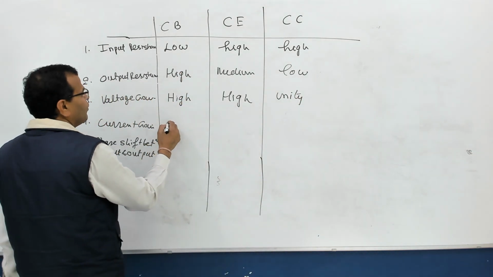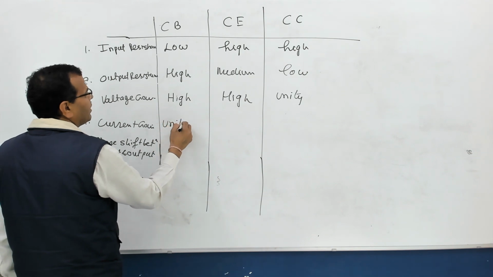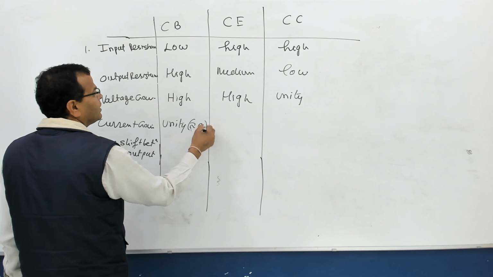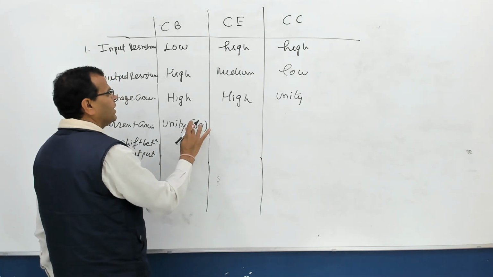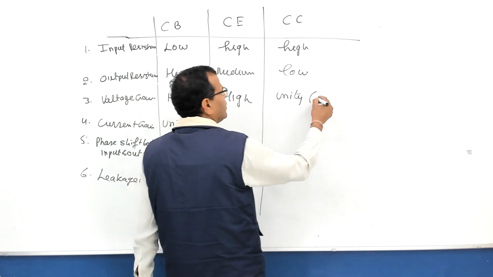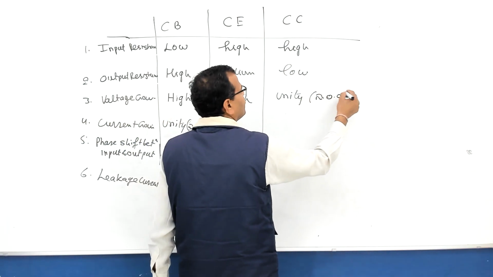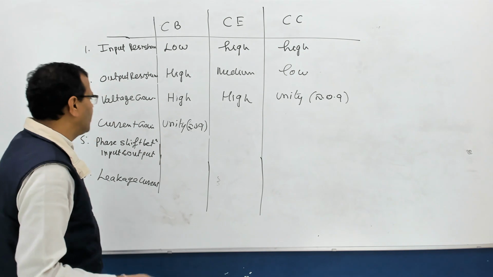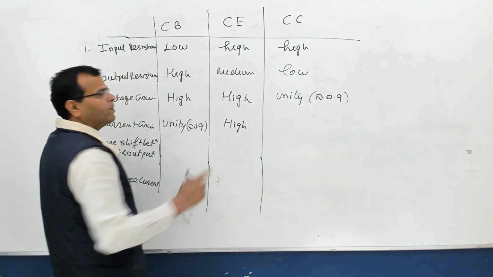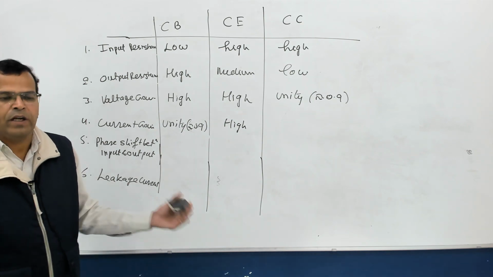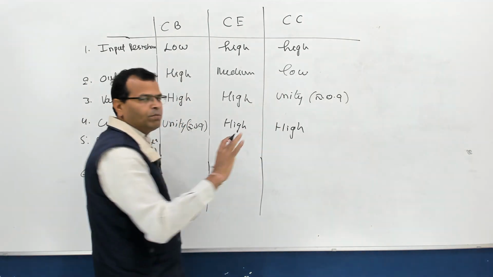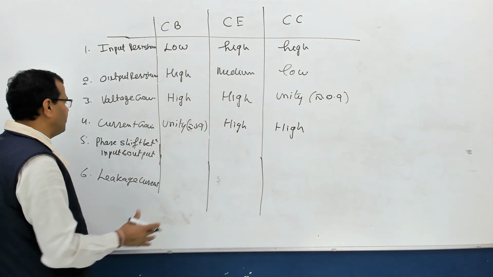Current gain of this configuration is unity, but it's not unity, remember, of the order of how much? 0.9. It means it is less than unity. Please do remember this point. Unity means it is not exactly unity, but less than unity, maybe 0.9. I'm just giving you the range so that you remember. Then it's high. So your common emitter configuration has got high voltage gain and high current gain. Its current gain is high. Please remember all these points because there are a lot of questions on this table.